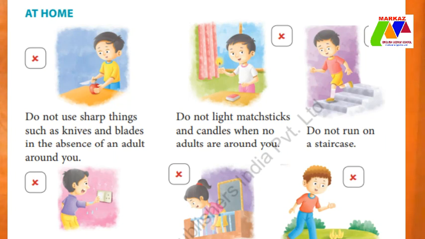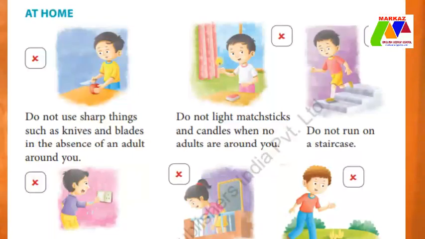Next one, do not lean from a balcony. Now those who are living on the first floor have a tendency to lean and look down from the balcony. Do not do so, because if your leg slips, you will have a fall right down, hitting your head. There will be a very bad head injury.